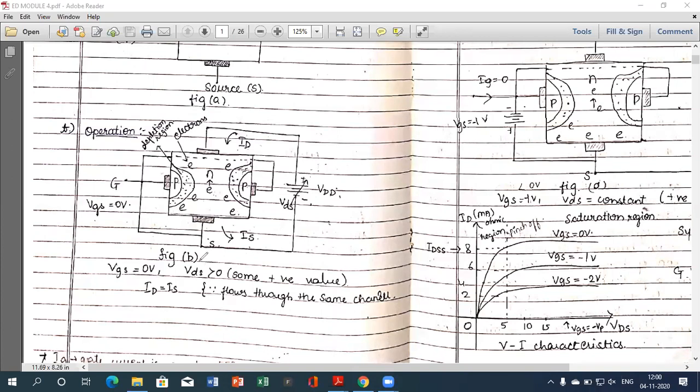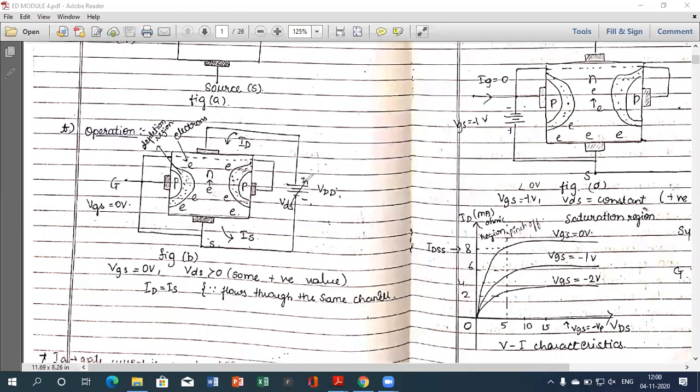Once you achieve the first condition, we have to observe how it operates. Now, concentrate here. The positive terminal is connected to the drain, which is N-type, right? Because the channel here is an N-type channel.